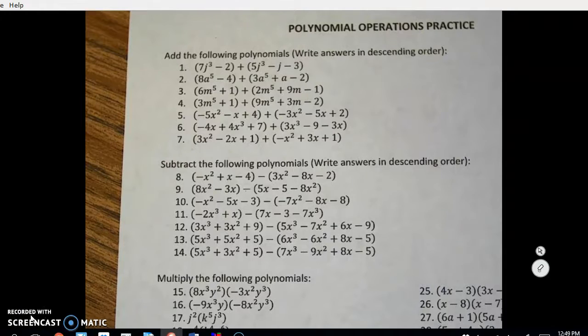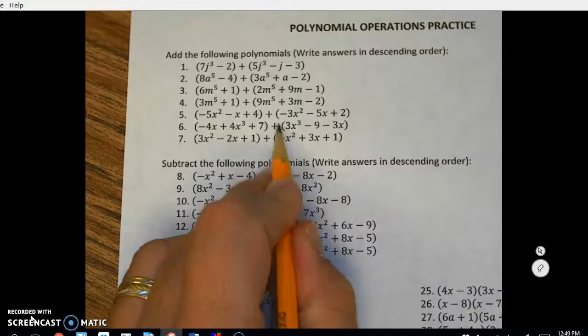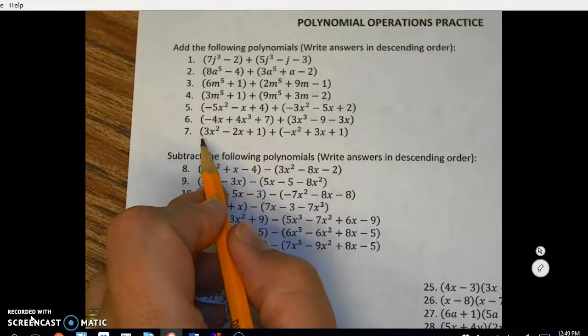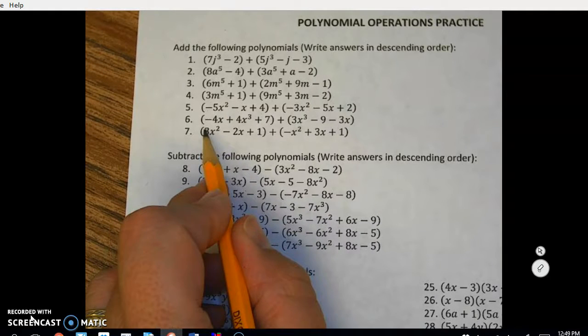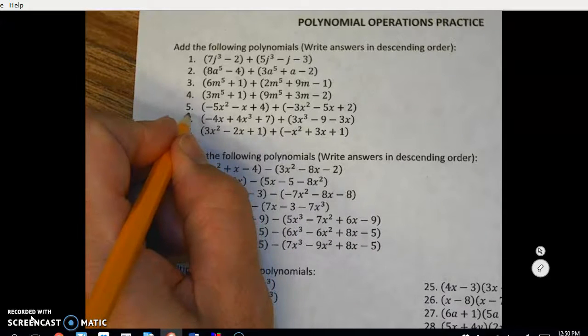It's Polynomial Operations Review. So, adding and subtracting polynomials. Let's take a look at adding. The thing to remember with adding and subtracting is you have to add and subtract like terms. Let's go ahead and do number 6 together.